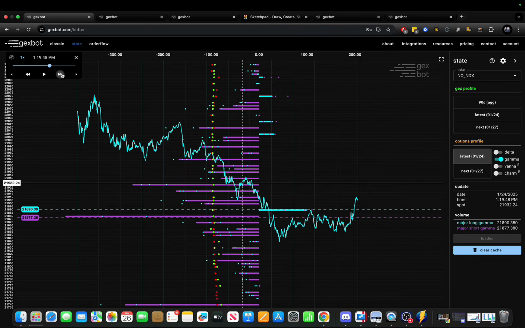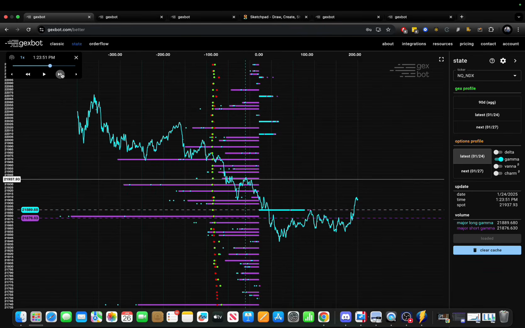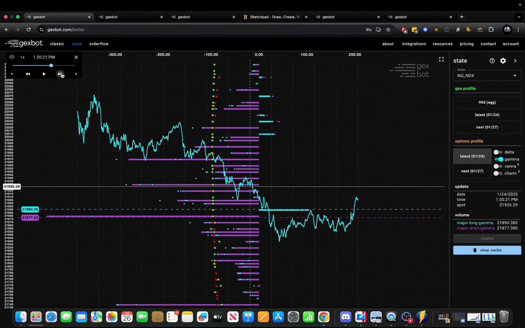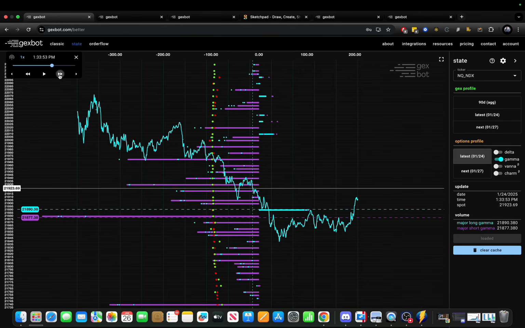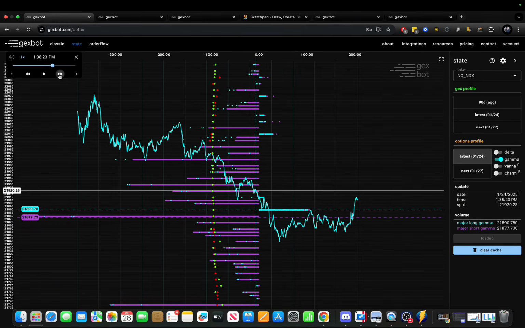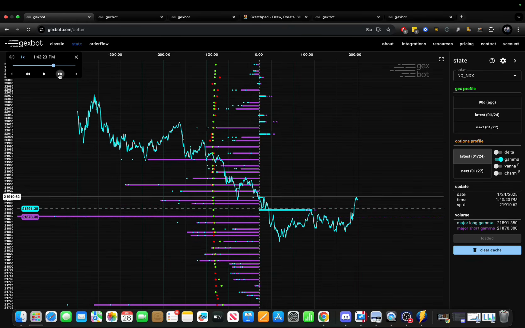Here we go. Market is continuing to go up. There is no more gamma. The next important gamma is this one. So this is another institution that came into the market and created this excess of gamma, which is an important level for us to trade. And that's where I took my profits, basically.